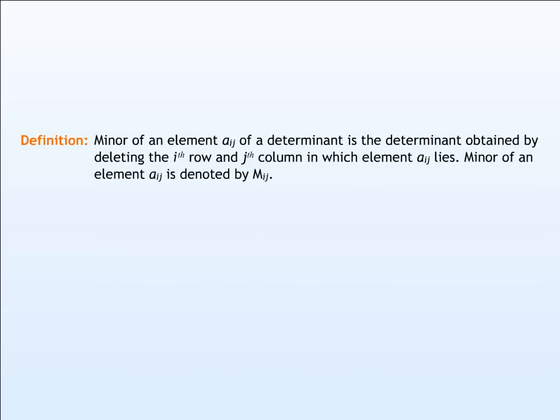Minor of an element, say Aij of the determinant, is the new determinant obtained by deleting the ith row and the jth column of the determinant in which element Aij lies. Minor of Aij is denoted by Mij.